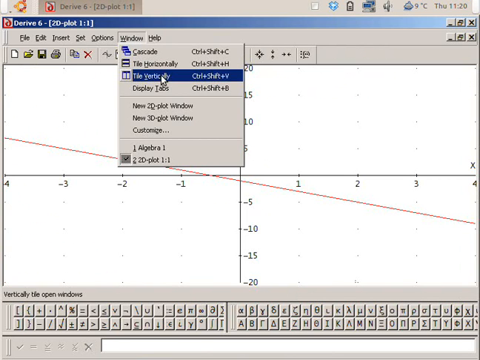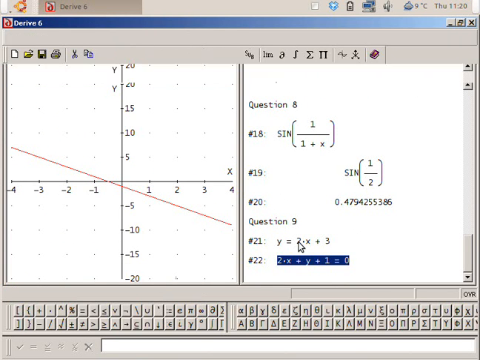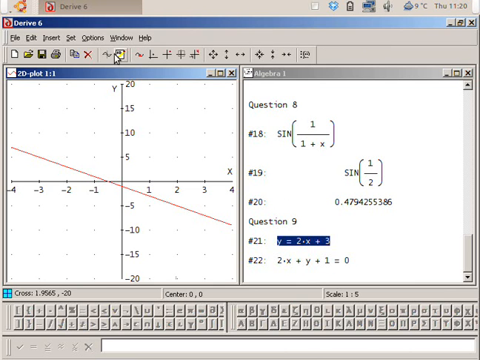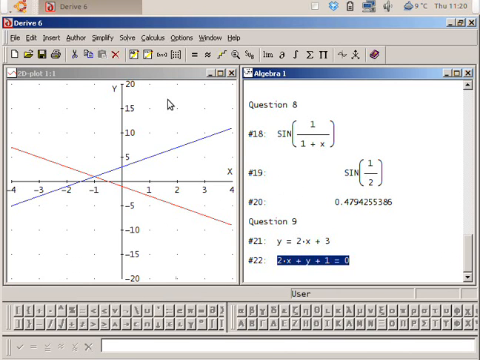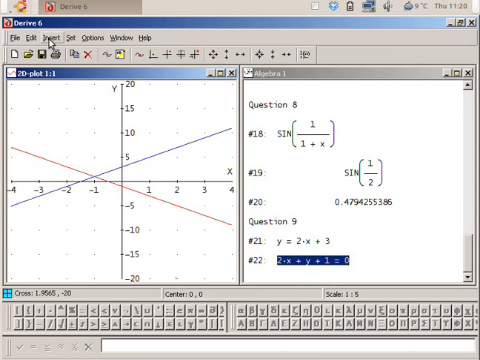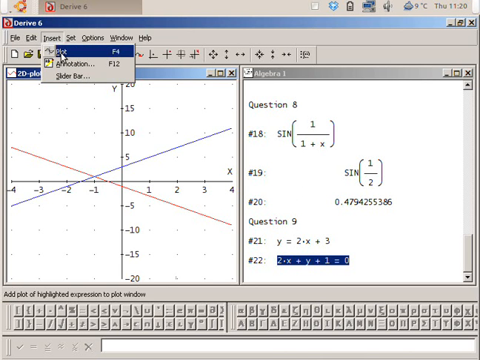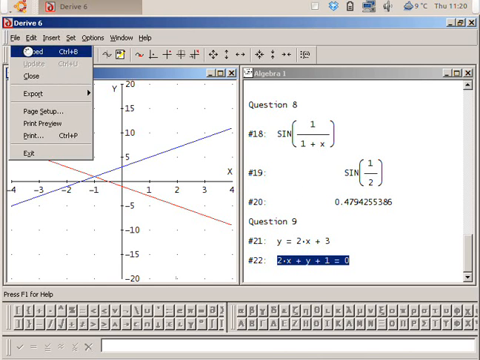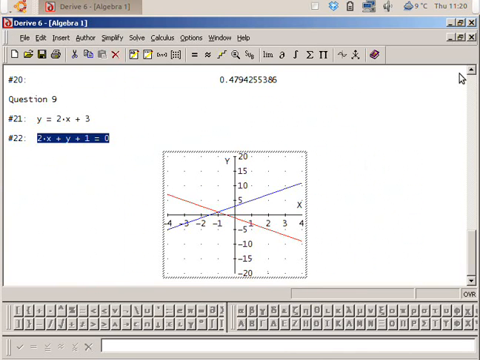Tile vertically to get both screens up. Okay, now we'll add this one to the graph, graph, and there you go. Yeah, that's it for this one. So I can put this one in now for number 9. So if we go back to the graph and do file, embed, there it is there. Embed.